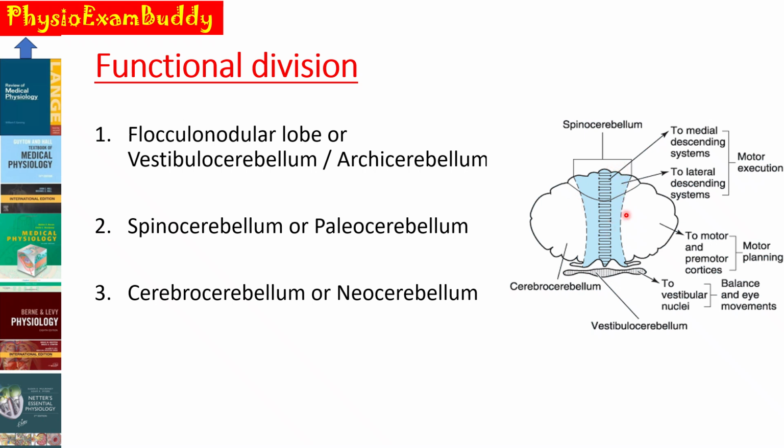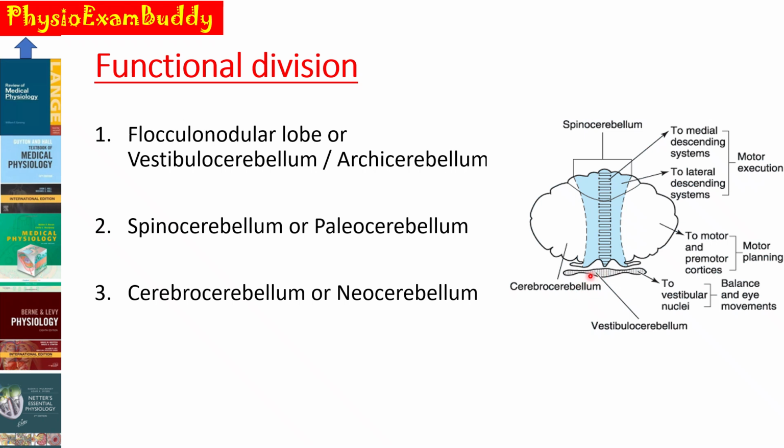Next is about the functional division of the cerebellum. It is divided into three functionally. The bottommost portion you can see here is the flocculonodular lobe or the vestibulocerebellum, which is also known as archicerebellum. And this blue colored portion is the spinocerebellum or the paleocerebellum. Surrounding the spinocerebellum on both sides, we have the cerebrocerebellum or the neocerebellum.